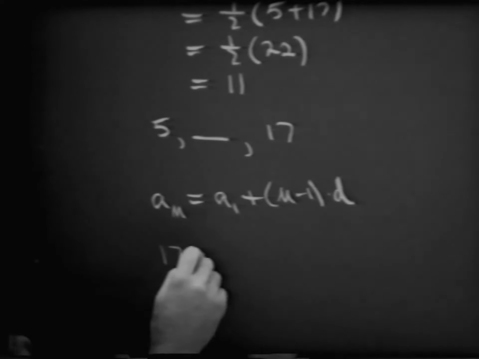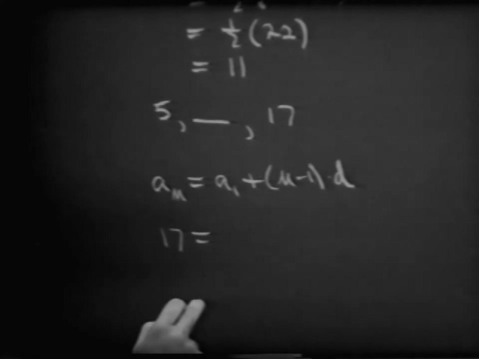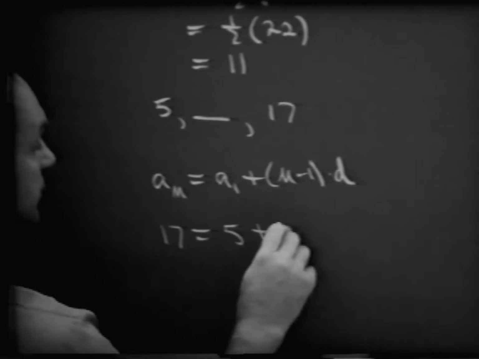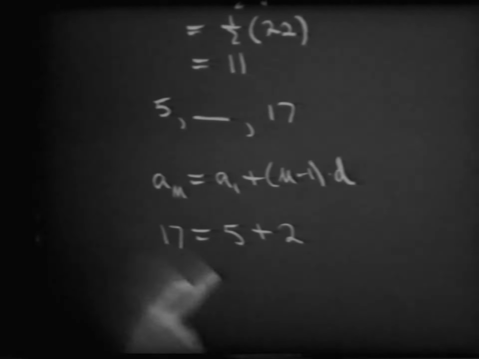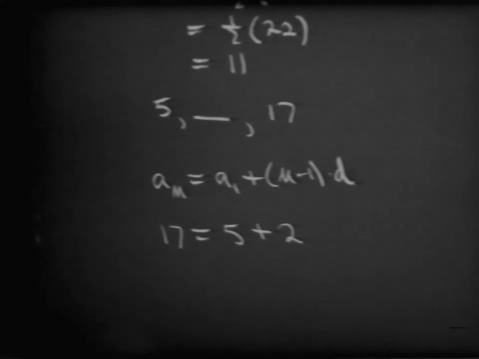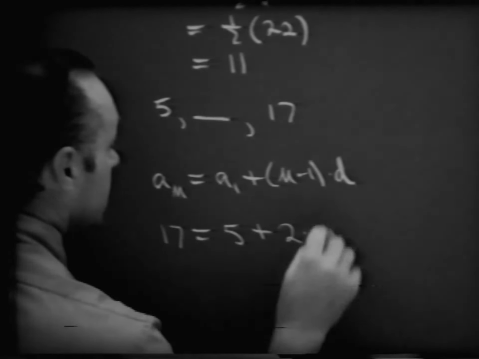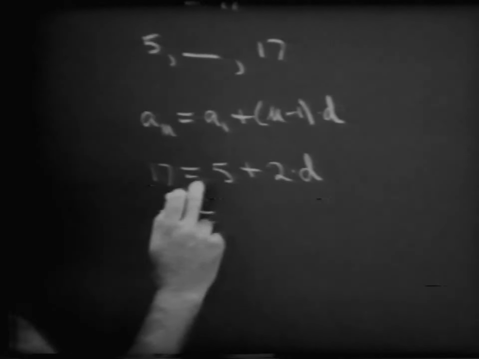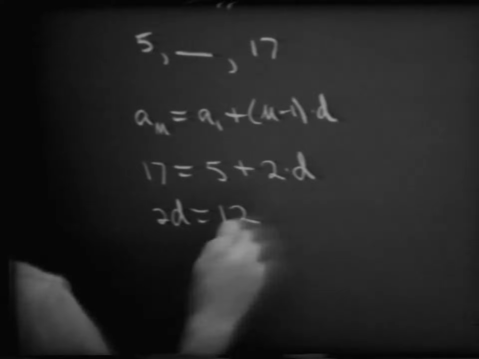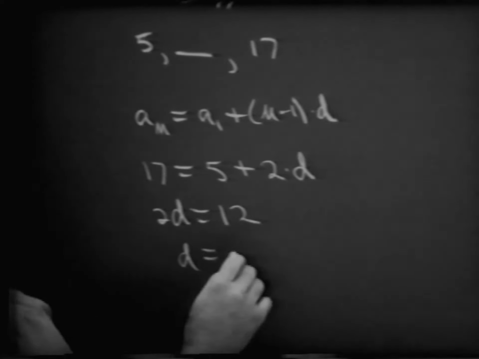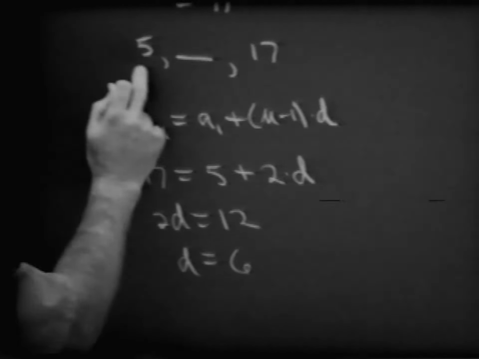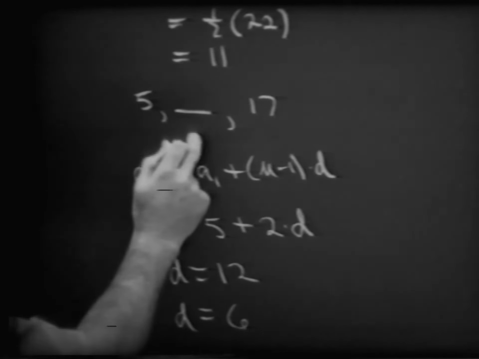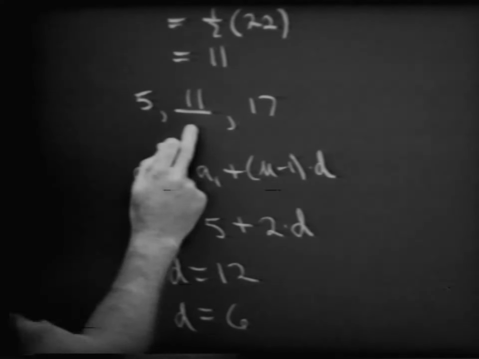So we'll have 17 is equal to, and a sub 1 is 5 plus 3 minus 1 is 2, and the number that we do not know and that we would like to find is what? Is d, so times d. And now looking at this, we say, oh yes, 2d is equal to 17 minus 5, which is 12, and then d must be equal to 6, and sure enough, if we were to take the previous term, in this case the first element, which is 5 plus 6, that gives us the number 11.